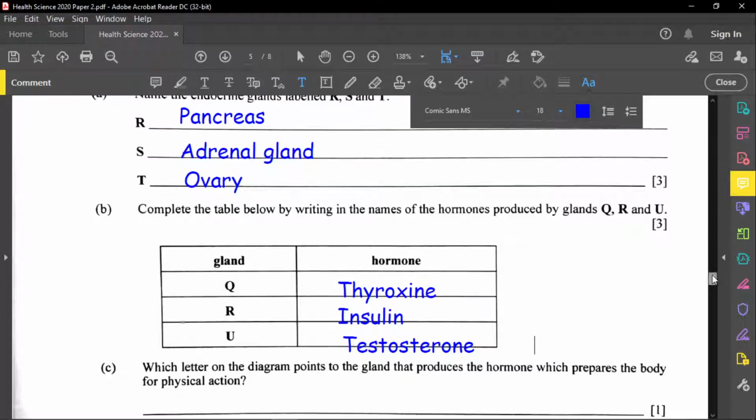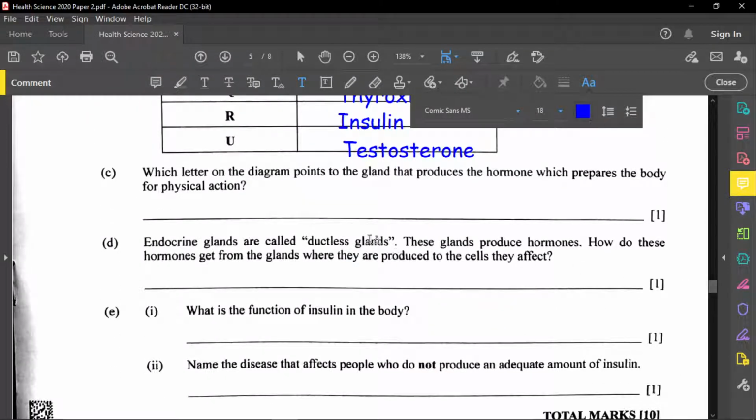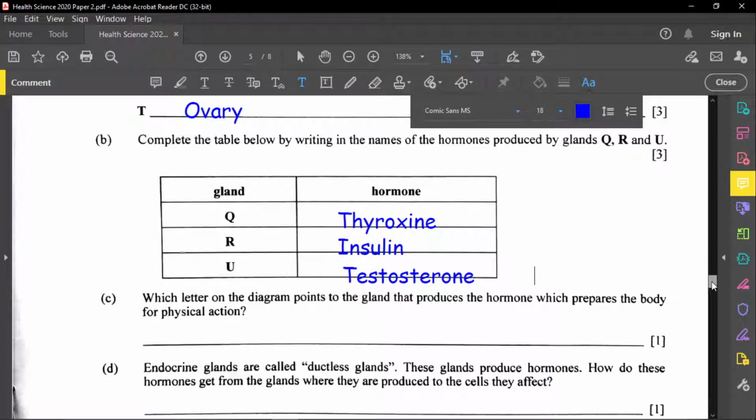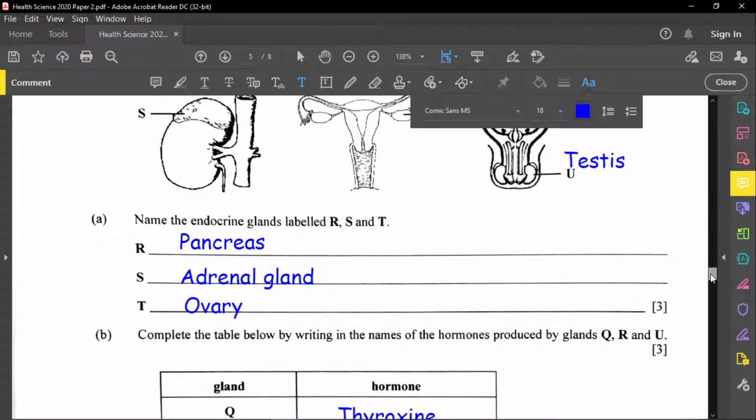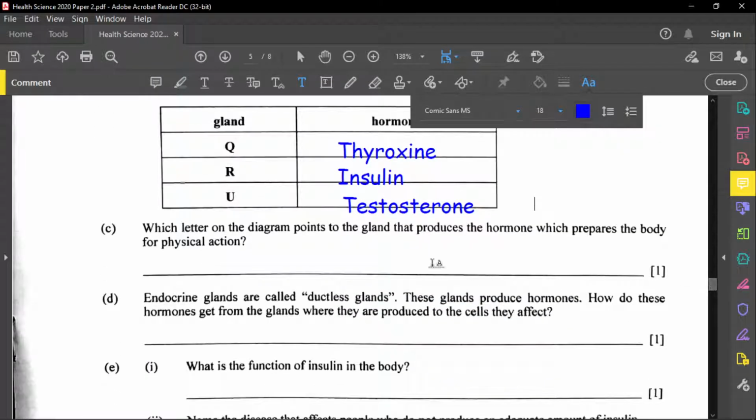All right, so let's now jump into the next part of the question. It said, which letter on the diagram points to the gland that produces the hormone which prepares the body for physical activities? This hormone is adrenaline, which is the fight or flight hormone. So that is structure S, which is the adrenal gland.